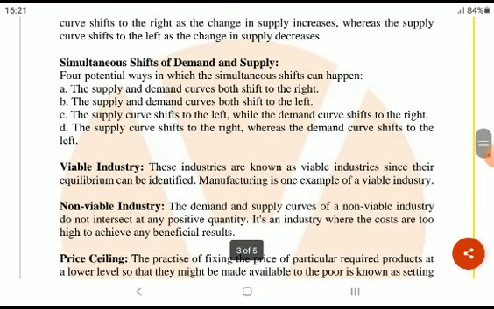Next is simultaneous shift of demand and supply. There are four potential ways in which a simultaneous shift can happen. First is where the supply and demand curves both shift to the right.